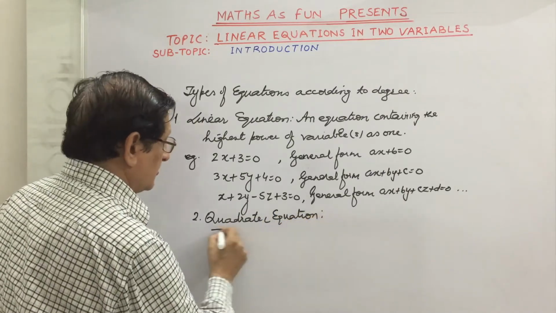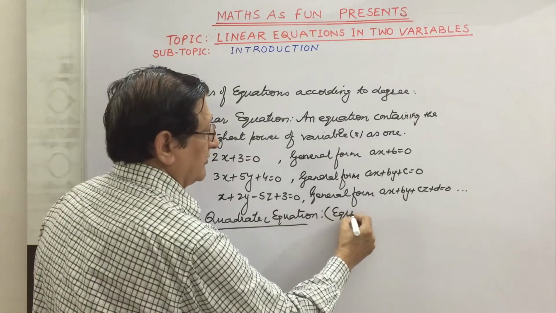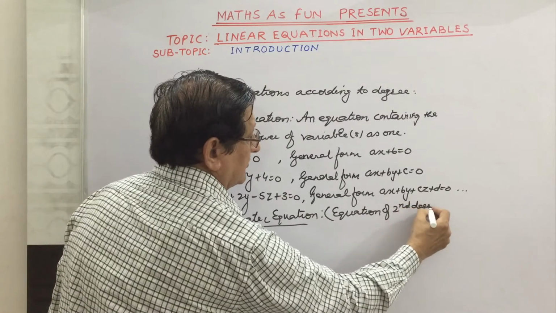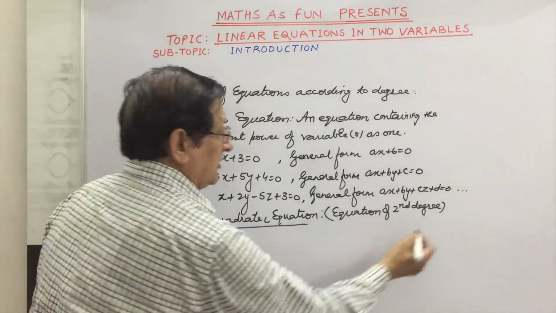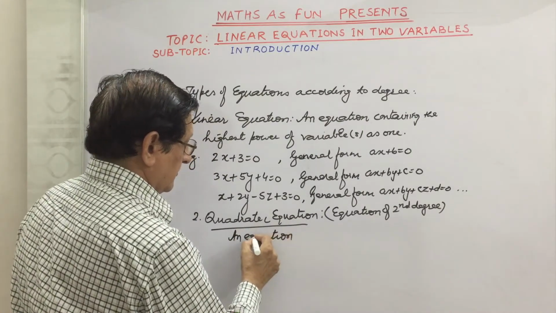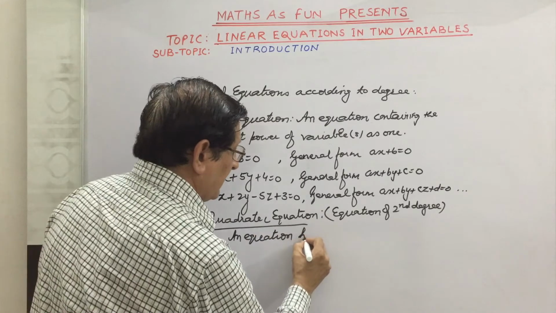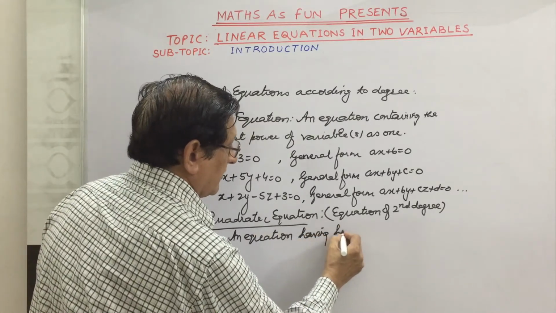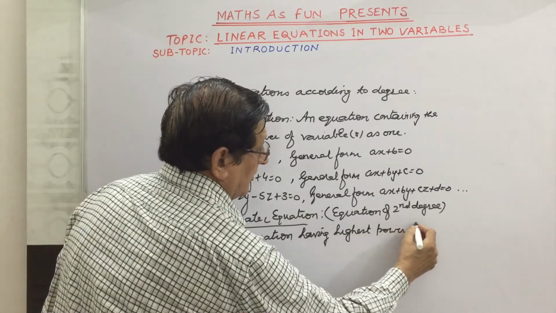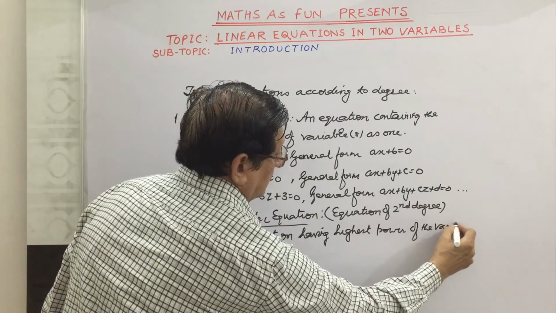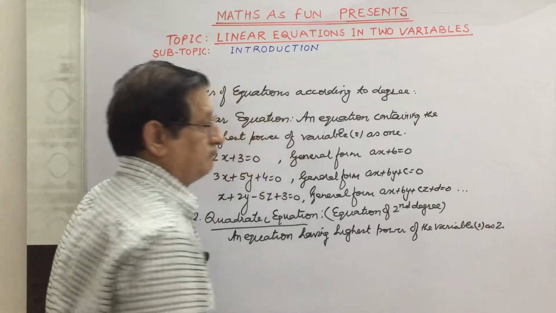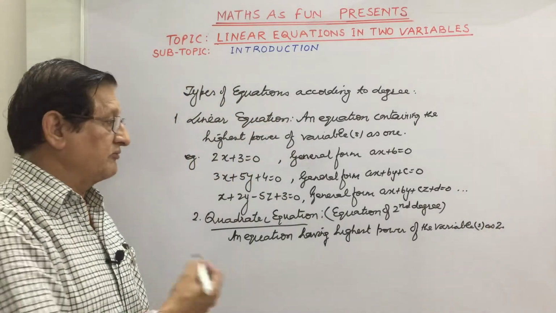Quadratic equation is also known as equation of second degree. This is actually an equation having highest power of the variable or variables as 2. That is a quadratic equation or equation of second degree.